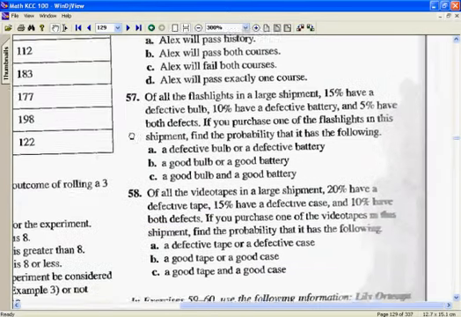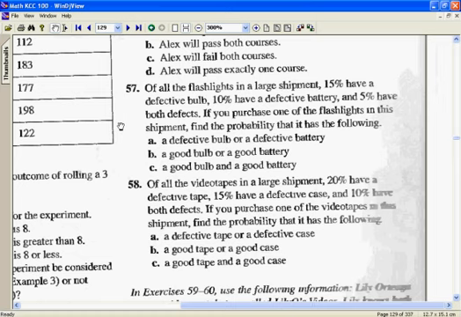Problem 57. Let's look at this problem. Of all the flashlights in a large shipment, 50% have a defective bulb, 10% have a defective battery, and 5% have both defects. If you purchase one of the flashlights in this shipment, find the probability that it has the following.